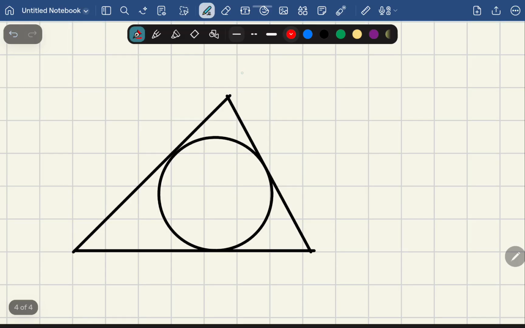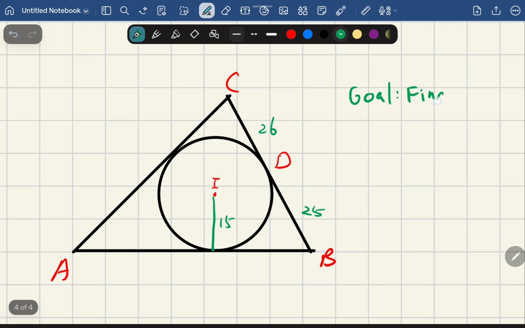Hello, so this is CABDI. We are given this radius is 15, DB is 25, and CD is 26. Now the goal: find the area divided by 10. The area of the triangle.